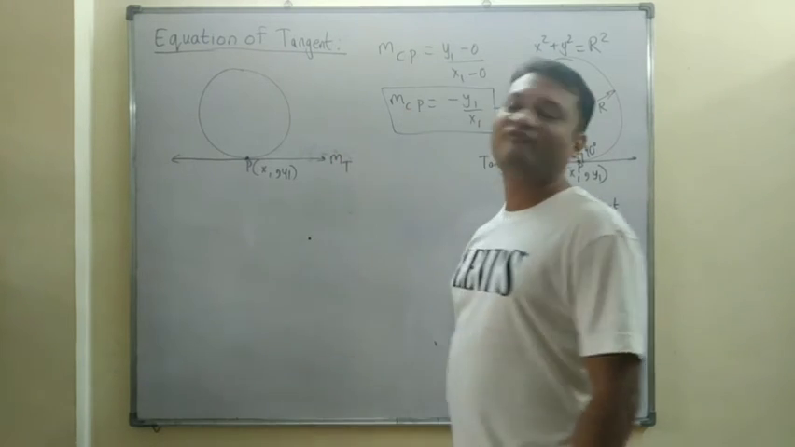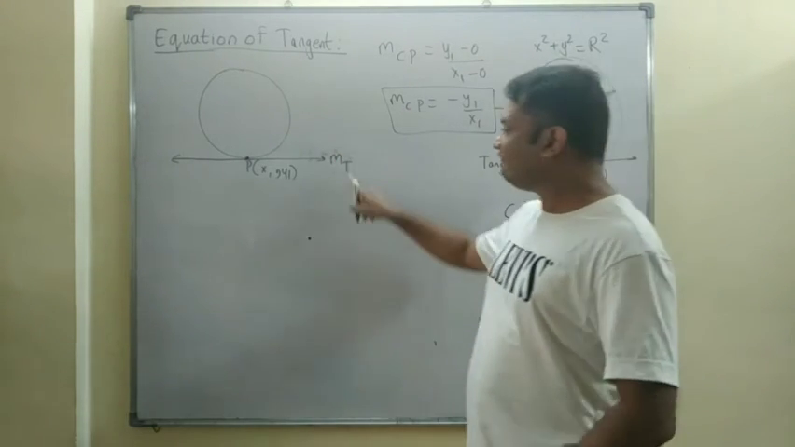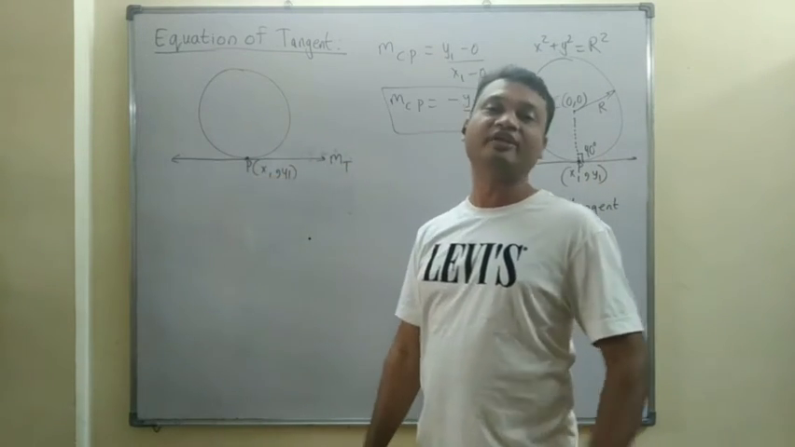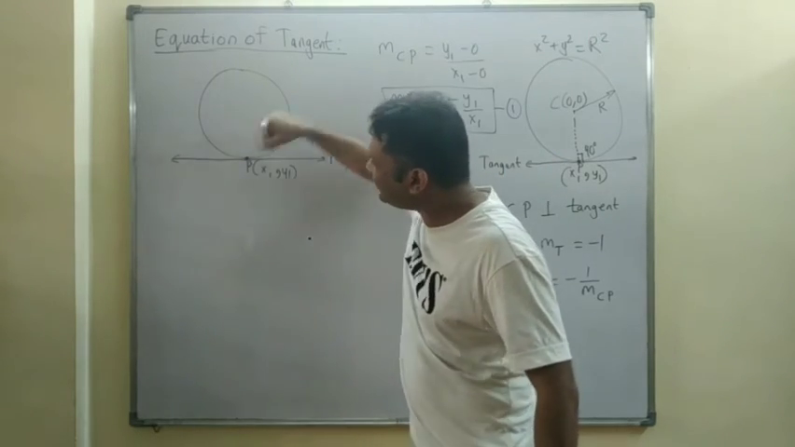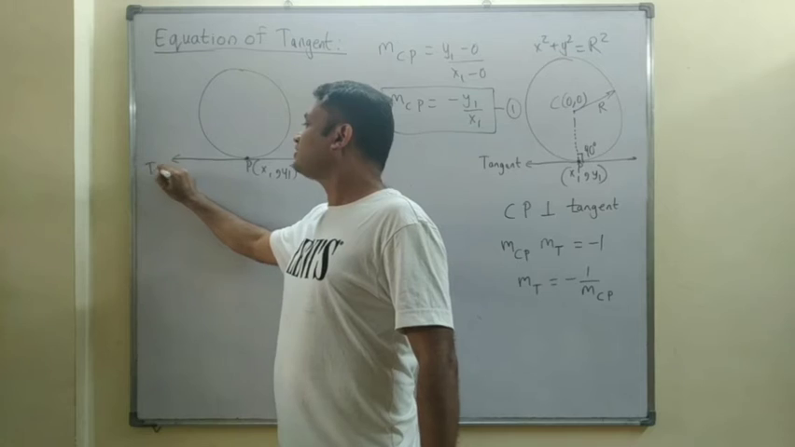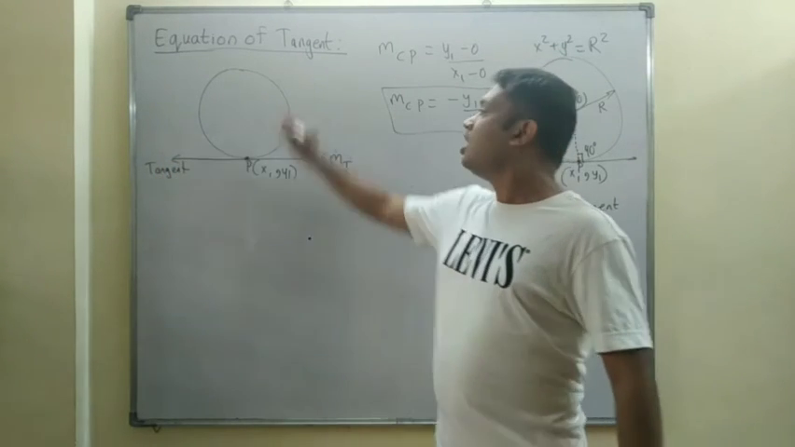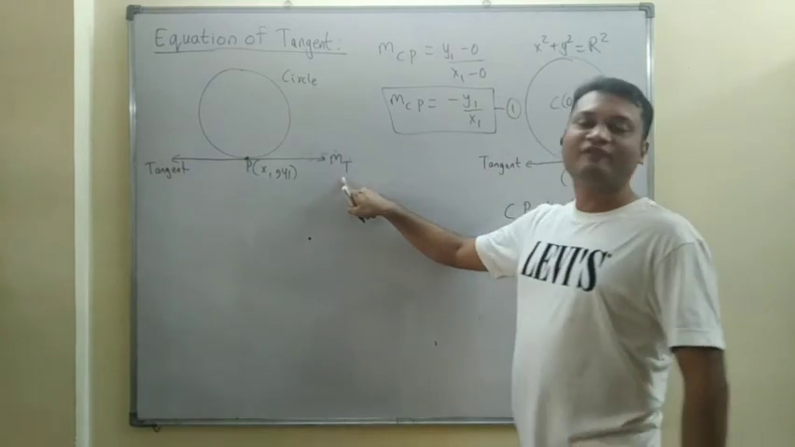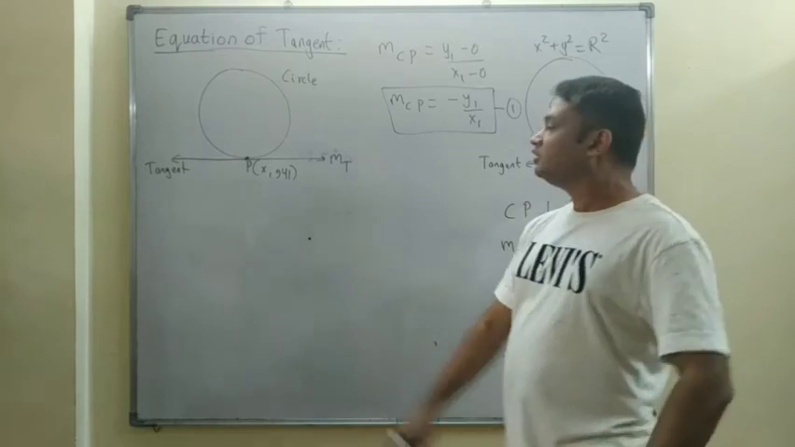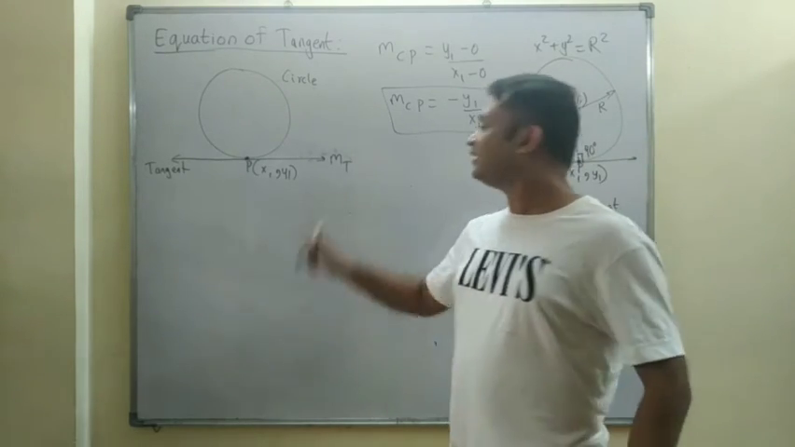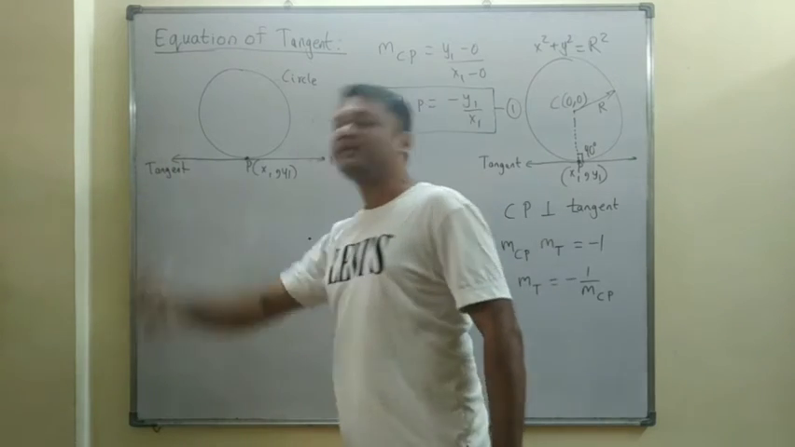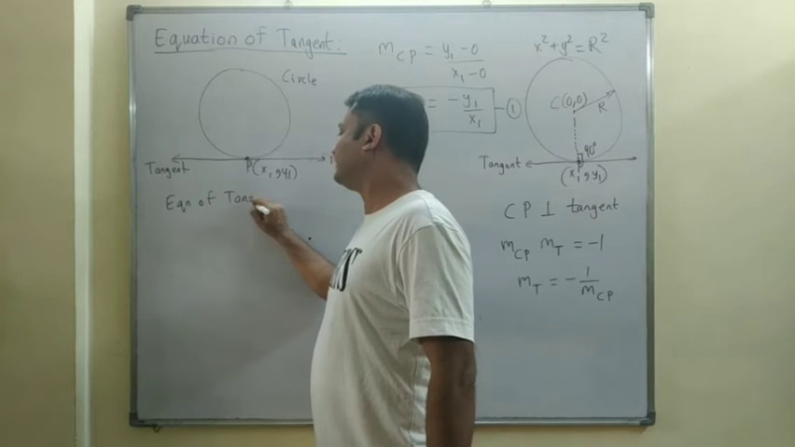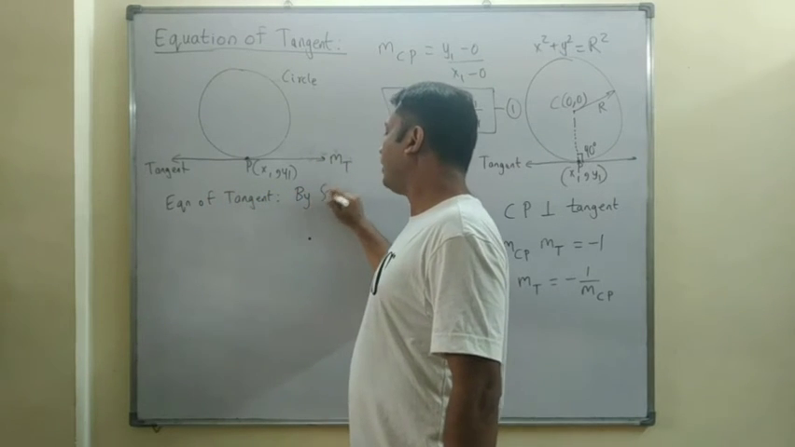So let us consider the slope of tangent as m subscript t. So if I know the slope of the tangent and I know the point P on the tangent, because this point P lies on both circle as well as the tangent. So this point is common to the tangent as well as the circle. So I can say in that case, this point P lies on the tangent, and the slope of tangent I consider m subscript t. So by slope point form, I can get the equation of this line, which is nothing but the equation of tangent. So I can say equation of tangent is given as by slope point form.